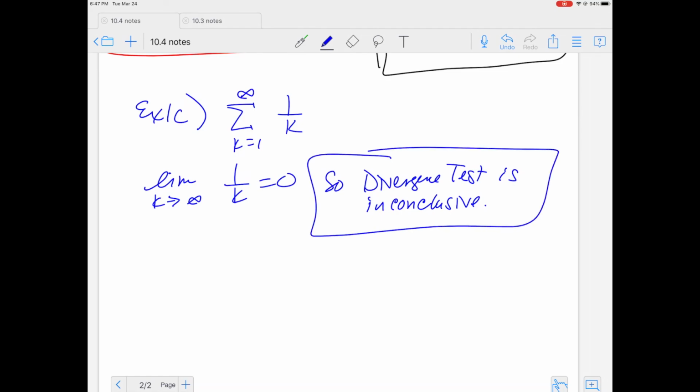And we are going to find out very next when we do our p-series test, because that's what we're going to talk about next, that this is a harmonic series and that it does end up diverging. But that doesn't mean that everything always does. All right? Okay, good. That's the divergence test.